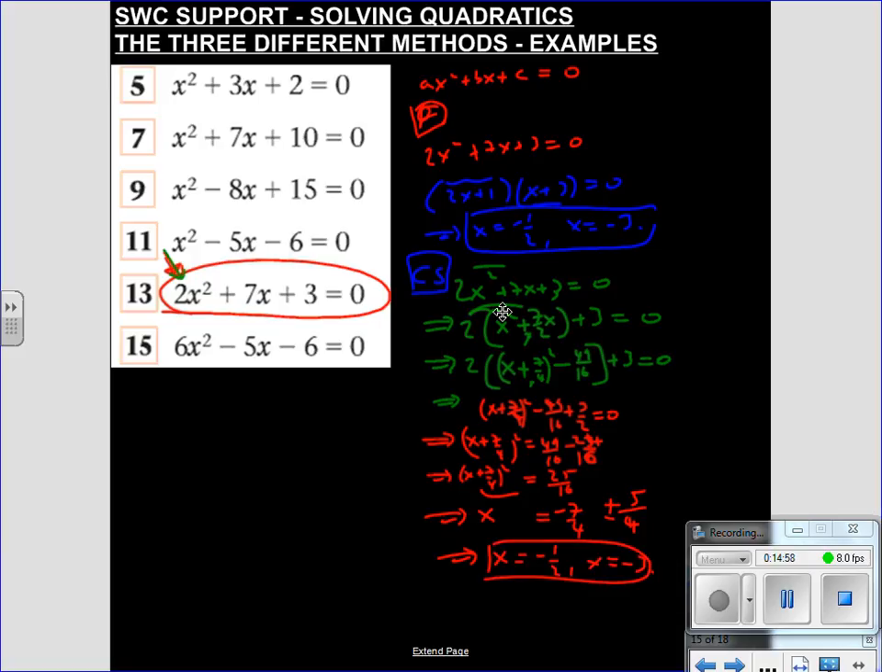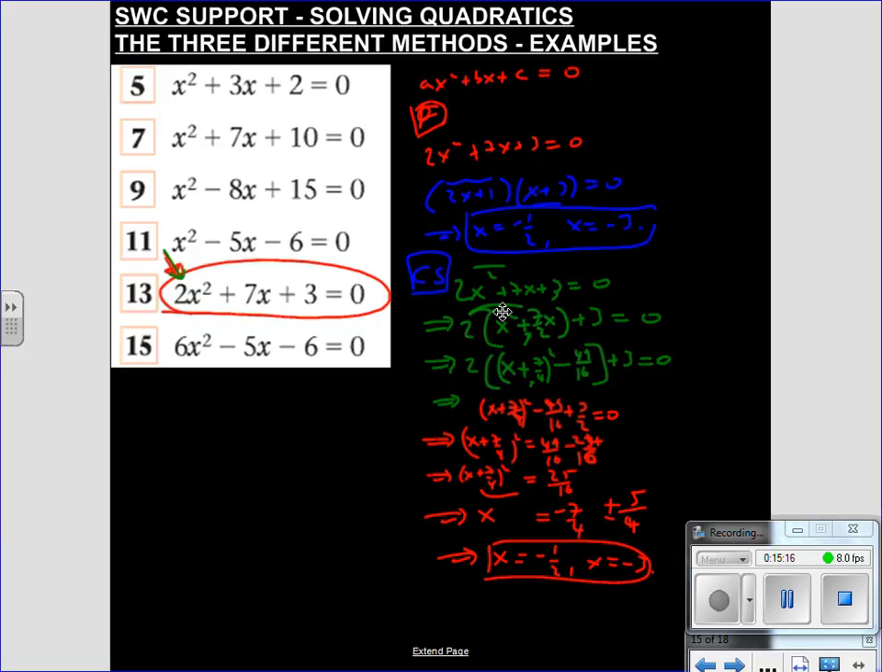Quadratic formula. Remember, you've got to be able to know what your a, b's and c's are. I'm not going to sing it. I'm not going to sing the a, b, c. No. It's easy as 1, 2, 3. I can't do it. Okay, I'm not going to sing.